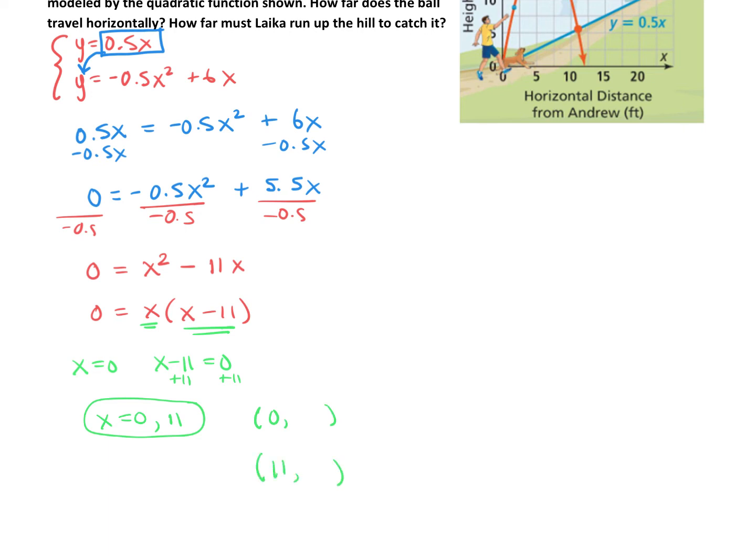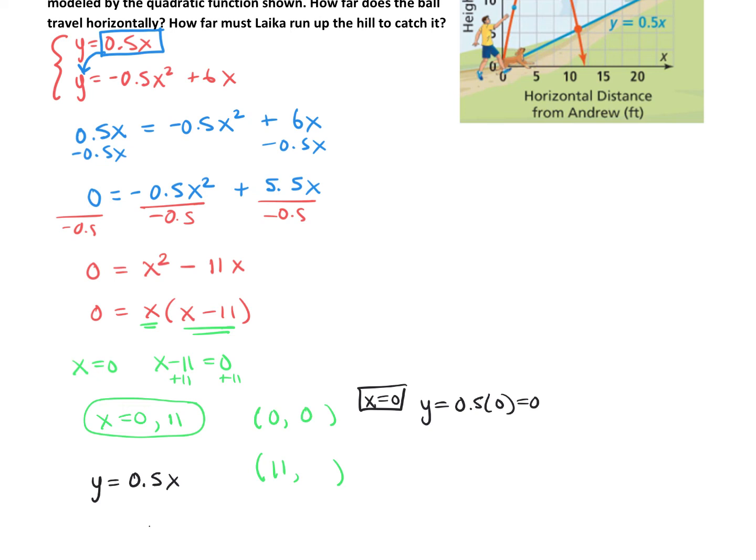We're going to plug those into one of the equations, whichever one looks easier. That y equals 0.5x to me is the easier equation to use. You'll probably always find the linear equation is easier to plug back into. So let's plug in x equals 0 for the x. When x equals 0, what's our y value? So y equals 0.5 times 0, and we just get a 0.